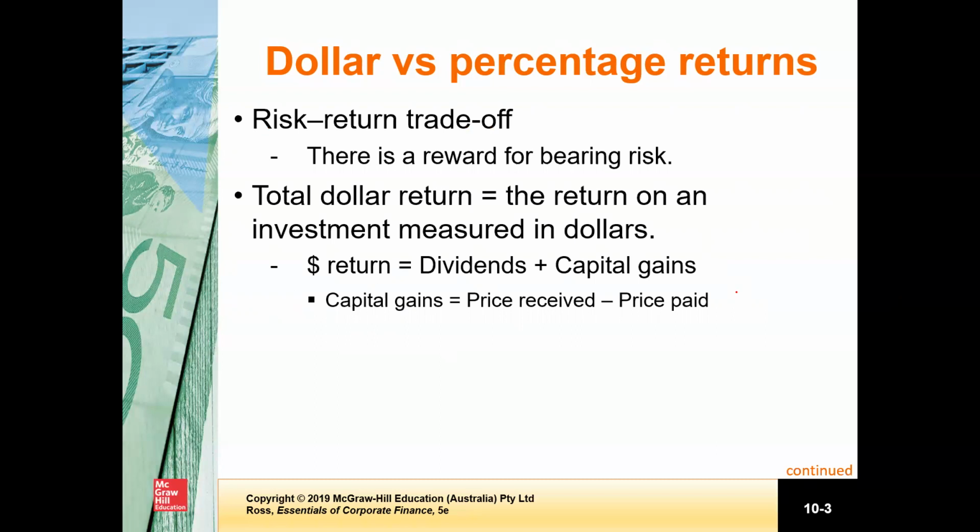First of all, when we say return, the return can be dollar returns or percentage returns. If you buy an asset of any sort, your gain or loss from that investment is called your return on investment. Now, the return will have two components. First, you may receive some cash directly while you own the investment. This is called the income component of your return. And second, the value of the asset you purchase will often change. In that case, you will have a capital gain or capital loss.